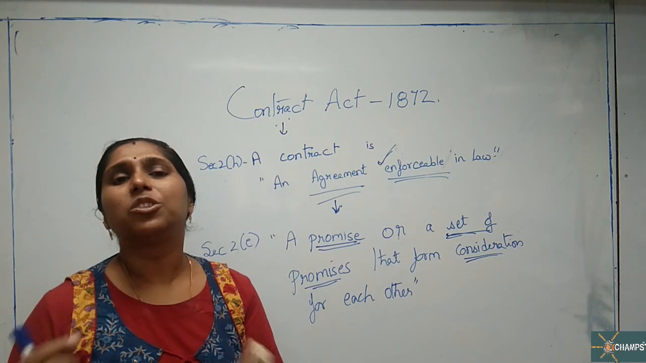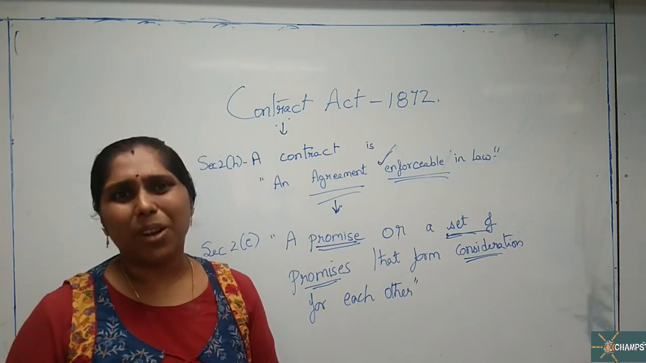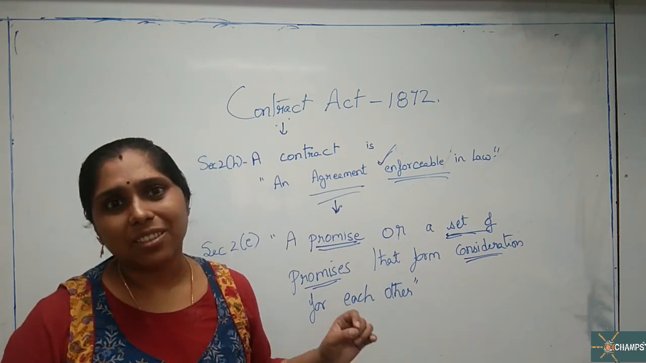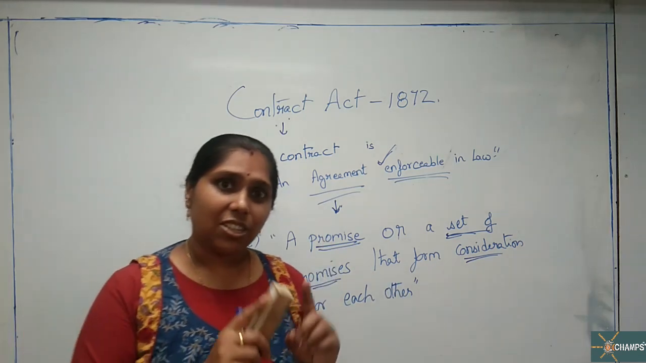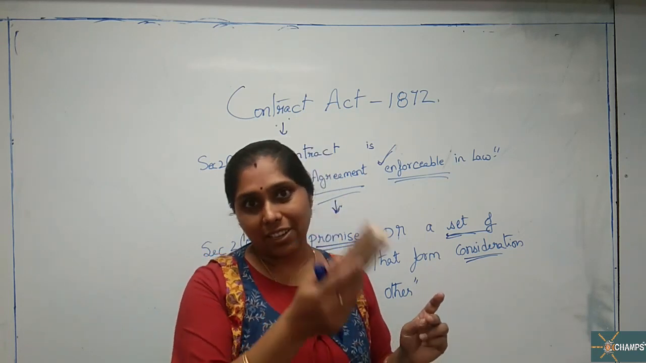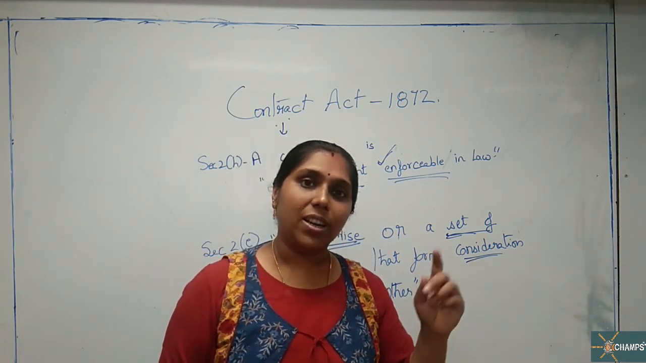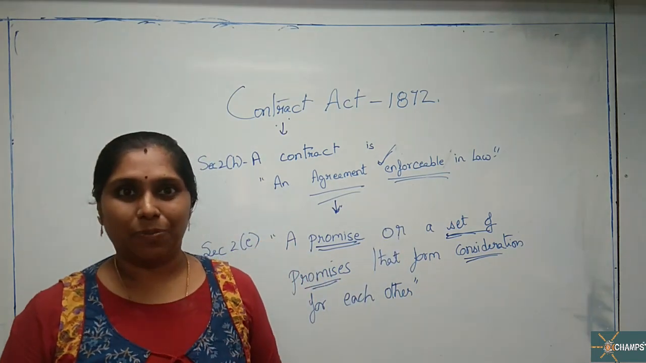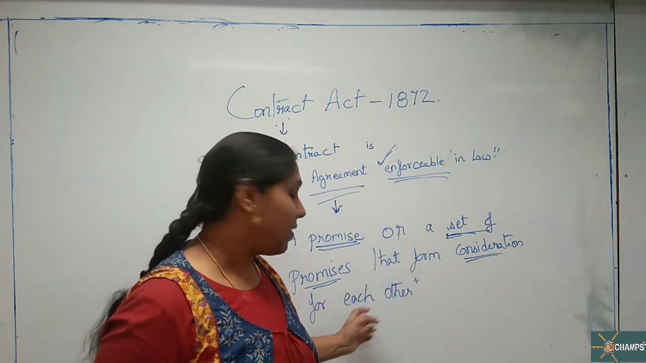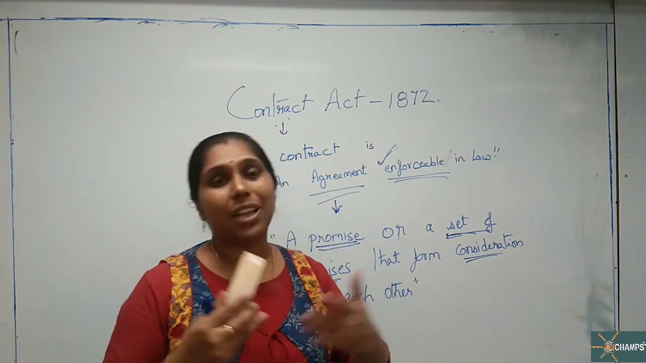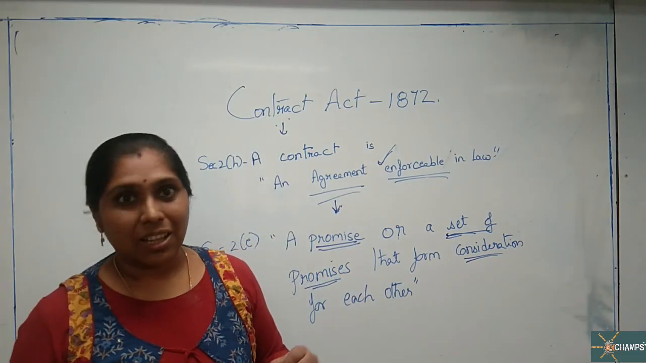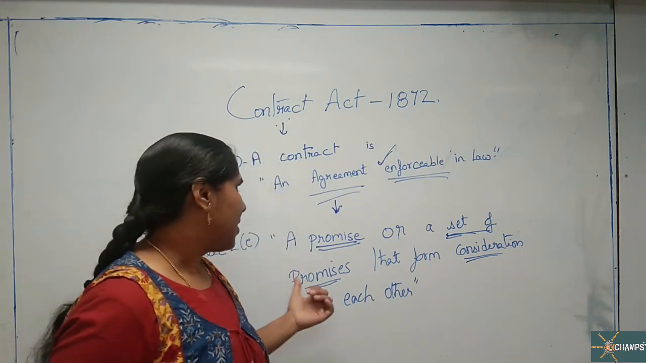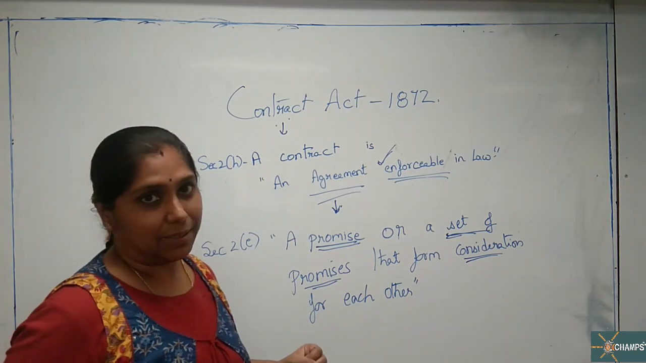In a promise, there are two parties. They agree upon something. And once they have agreed, what is the consideration your brother got? Consideration your brother got is you're not going to tell your parent about it. And what is your consideration? Your brother is going to share a chocolate with you. So see, there is a consideration for each other. Both of them should have a consideration. That is called as a promise. I mean to say an agreement.